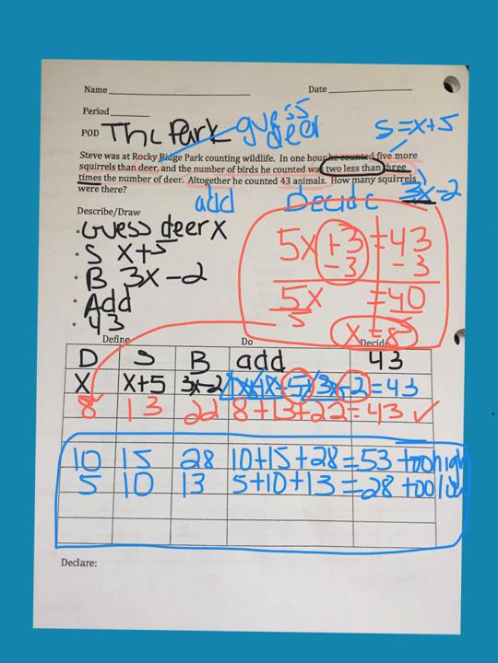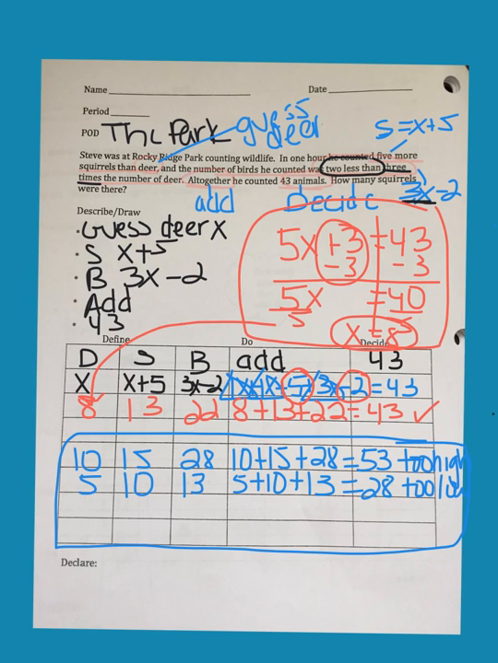For those of you that chose to do the guess and check, the first number that I looked at was 10. And 10 plus 5 is 15. 3 times 10 is 30 minus 2 is 28. 10 plus 15 is 25, and 25 plus 28 is 53, and that is too high.